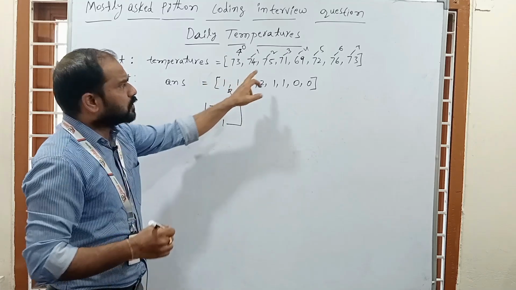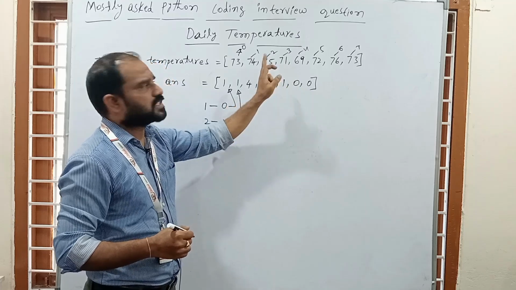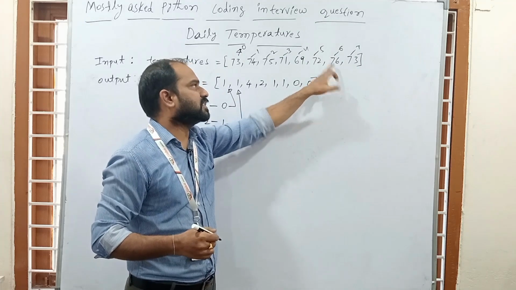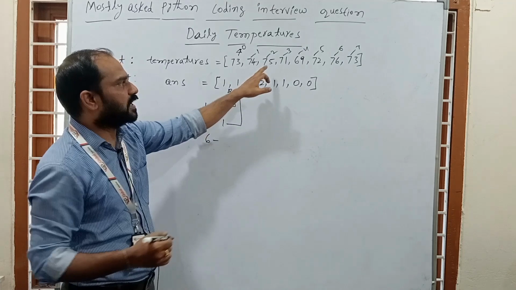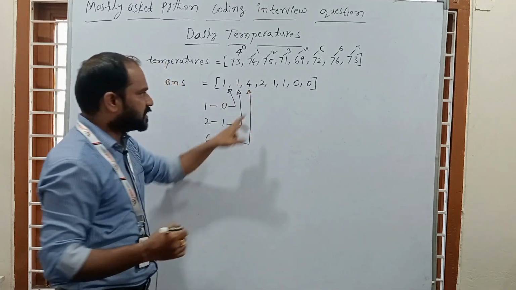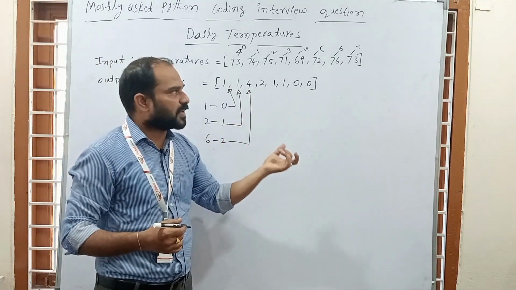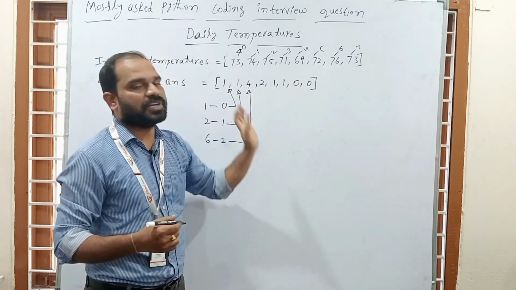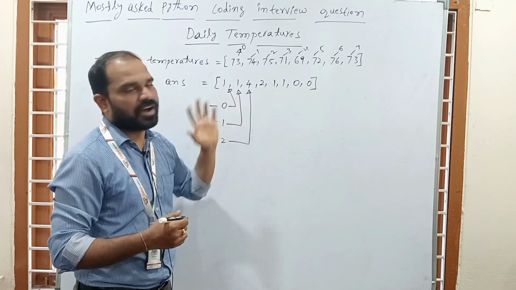And then now 75, right? So 71 is not greater than 75, 69 is also not greater, 72 is also not greater, yes, 76 is greater than 75. Now what is the index number of 76? 6, and the index number of 75 is 2. So you have appended the result at this particular position. So like this, we are subtracting the index number of the lowest temperature from the index number of the highest temperature to get the resultant array or resultant answer.